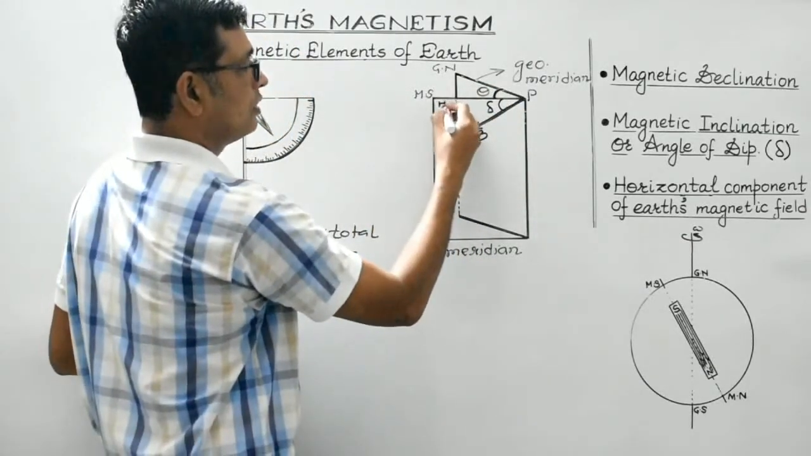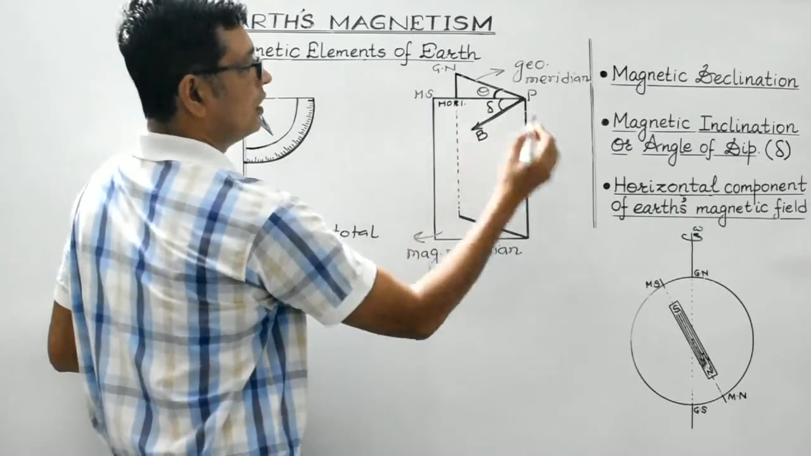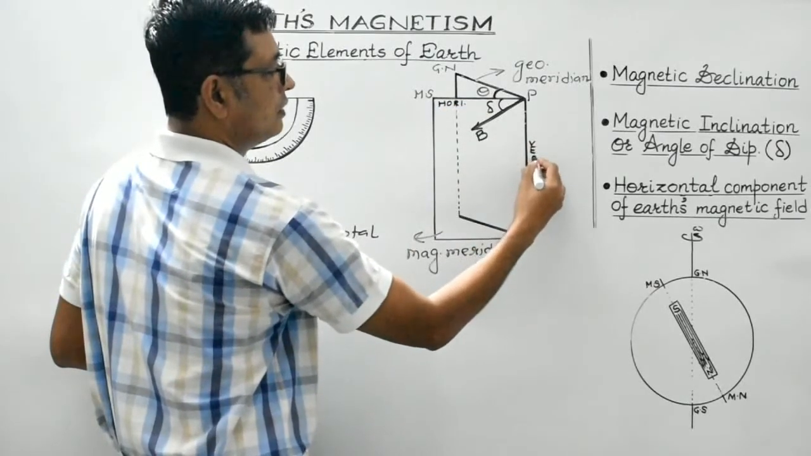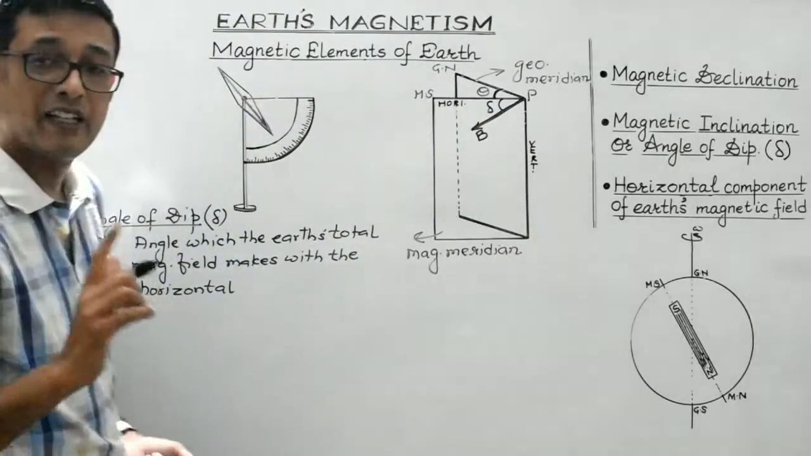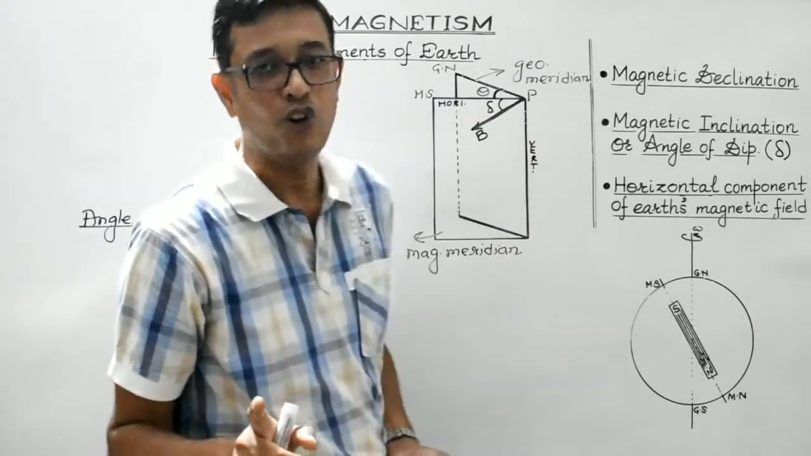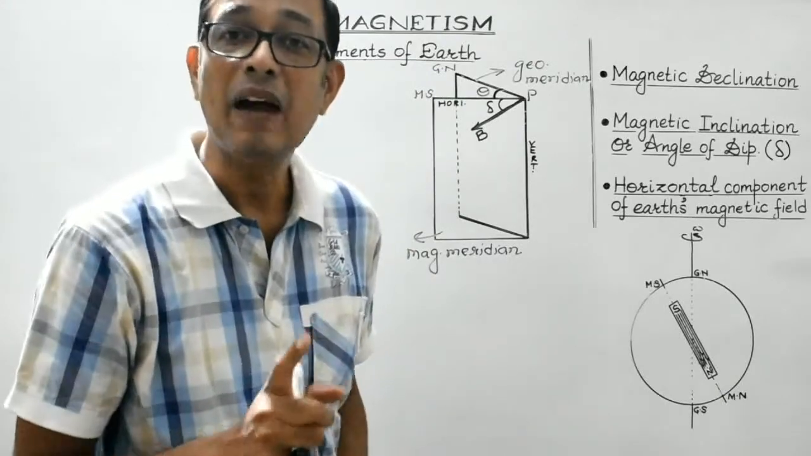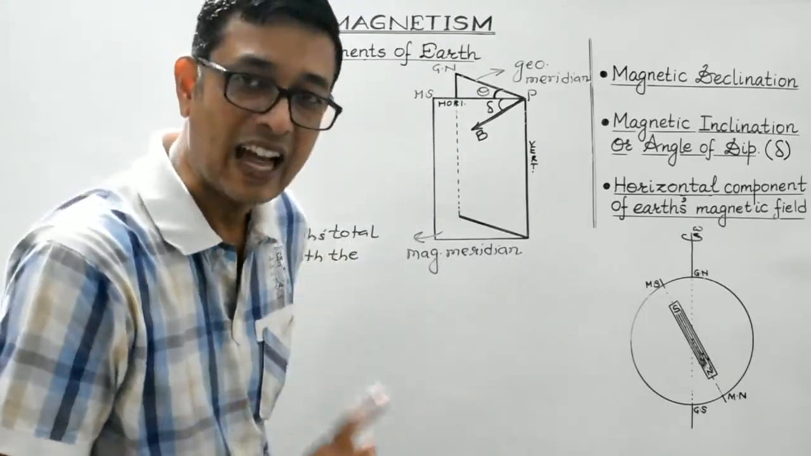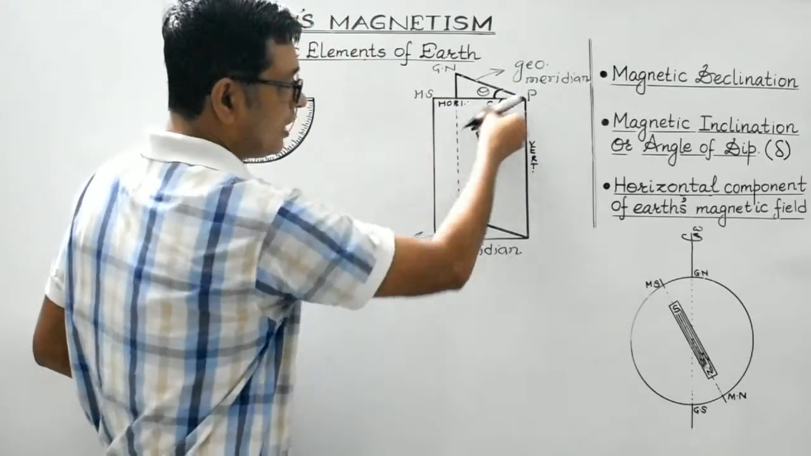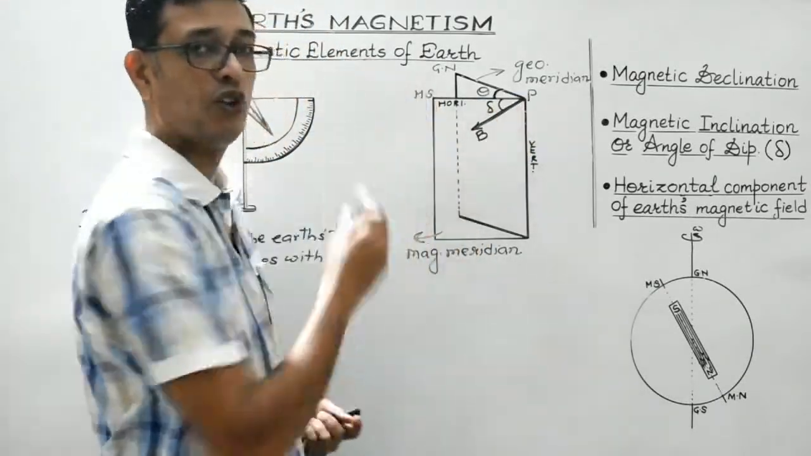This is horizontal and this is vertical. Right, students? So again I repeat, angle of dip or the magnetic inclination at a place is defined as the angle which the Earth's total magnetic field makes with the horizontal.